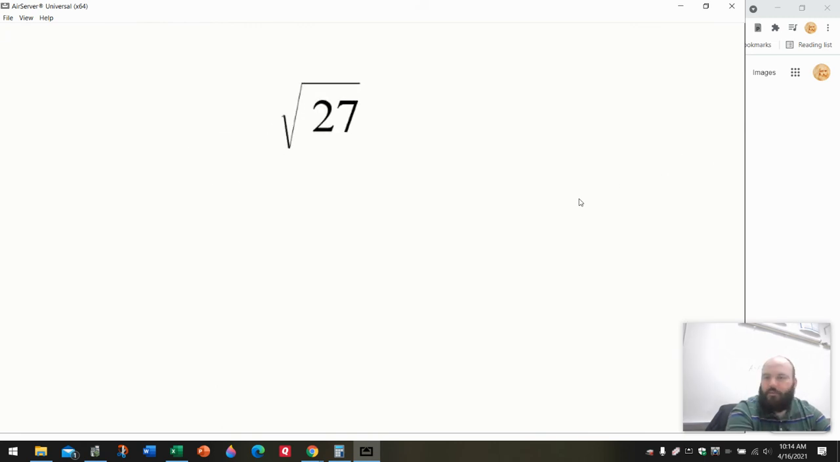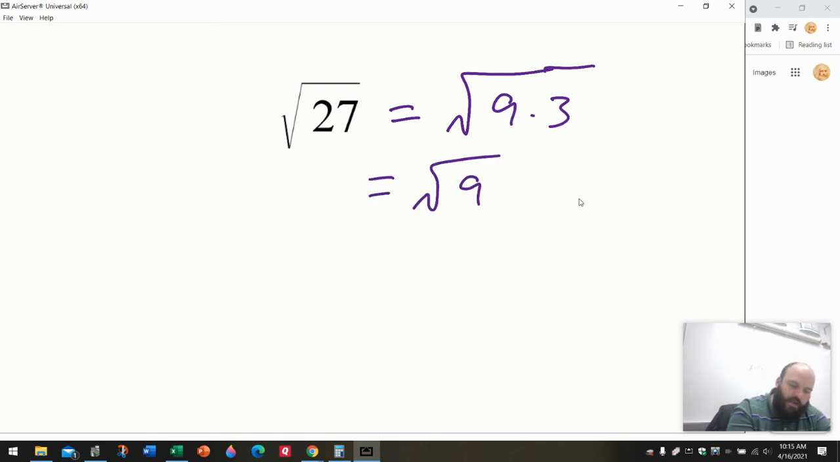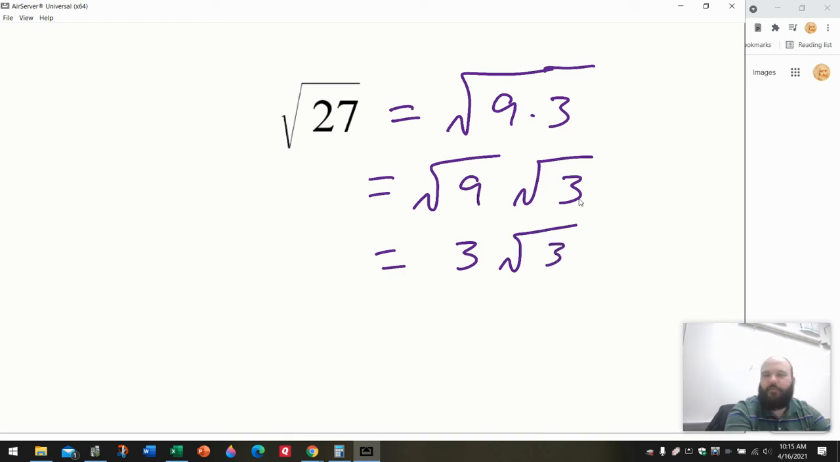So 27 would be... I think you guys should know that 27 can be broken up as 3 times 9. So I'm going to go ahead and break that up into 9 times 3. And then I'm going to individually square root the 9 and square root the 3. As you can see, the square root of 9 is 3. So this becomes 3, and then the other square root of 3 is left alone because you cannot simplify that any further.